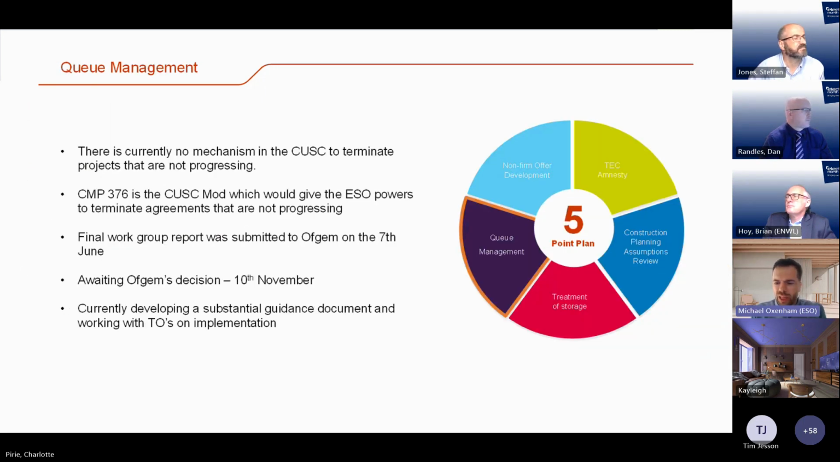The next area is queue management, where we're expecting a decision from Ofgem on the 10th of November. And that will allow us to put milestones in contracts, which you may be familiar with already from the distribution side of things, but from the transmission access side of things, we don't currently have those in the contracts. So we're expecting a decision to allow us to start putting those contractual milestones in contracts and managing against those milestones again, to remove projects that aren't progressing from the queue, so that projects who are progressing will be able to utilise the capacity which has been made available.